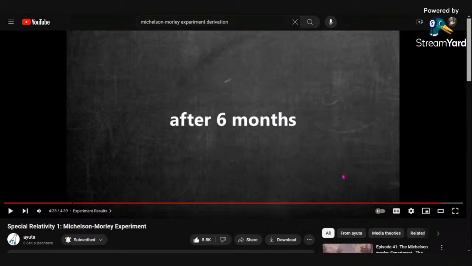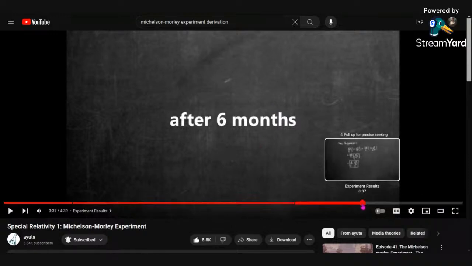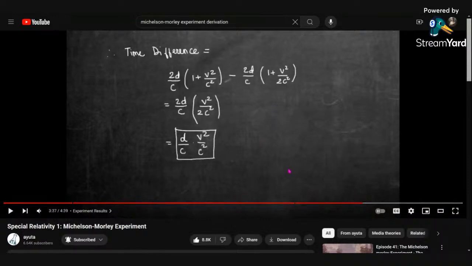Anyway, so after 6 months, yeah. But let's take that equation. Let's assume that this equation is correct: dv squared over c cubed. And then, for a homework assignment, you could validate or derive this yourself and tell me if it's correct. So dv squared over c cubed.